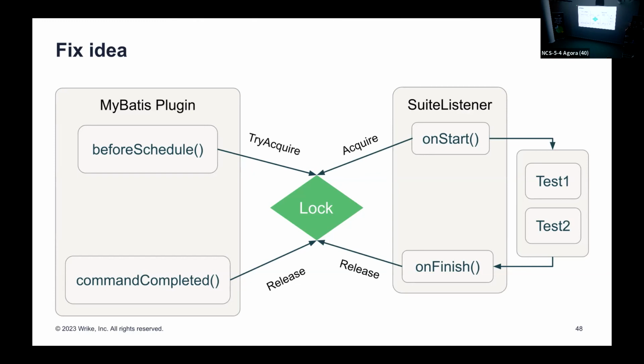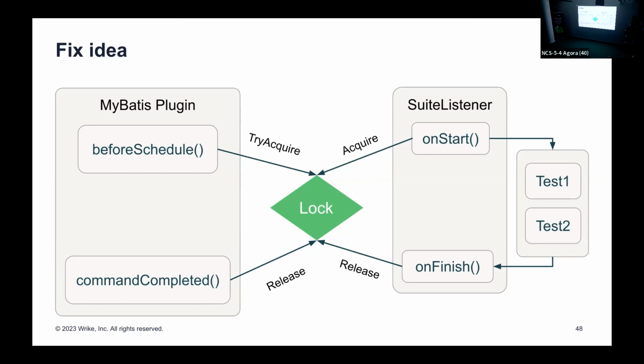And from this schema, you can see 2 possible scenarios, basically. The first is when the MyBatis plugin acquires the lock first. And this is actually what we want to achieve. So the tests after that will wait until the command is completed before they start. But the second scenario is when the tests acquire the lock first. Then they will not wait till the command is completed, meaning that they can use stale configuration, which is bad, and which we're trying to avoid.